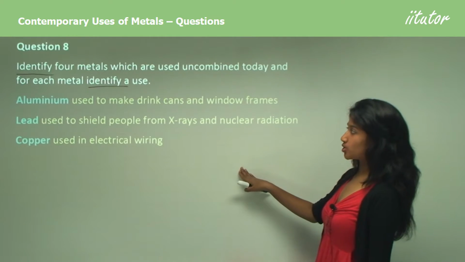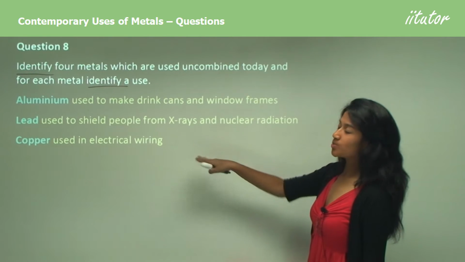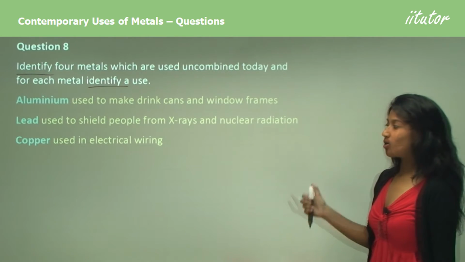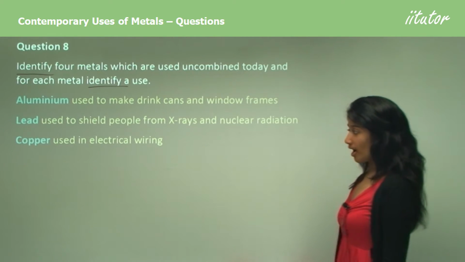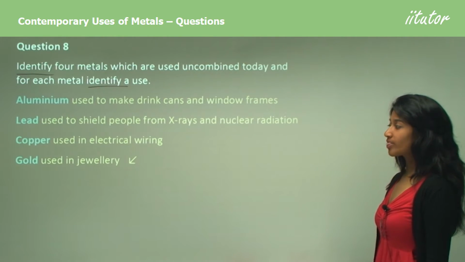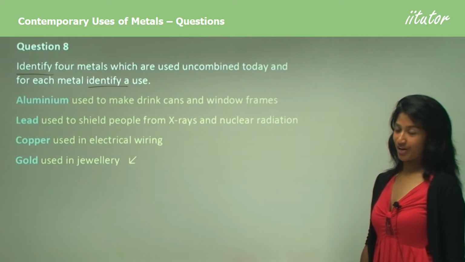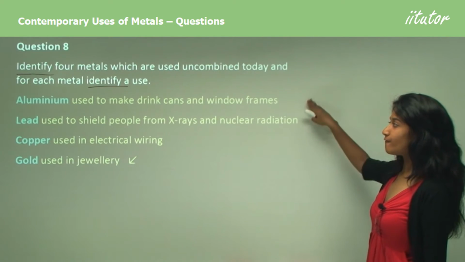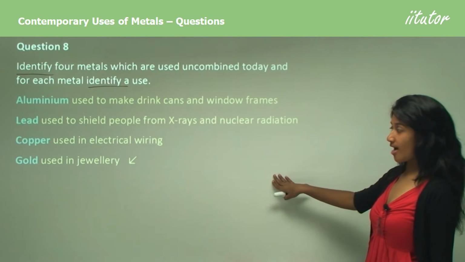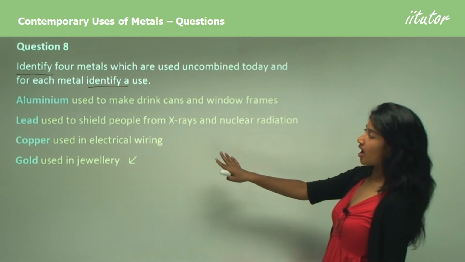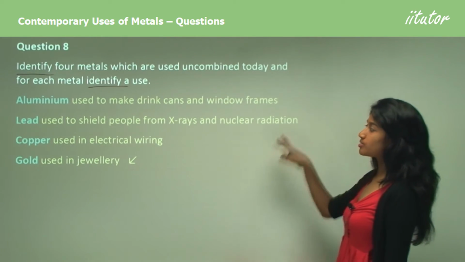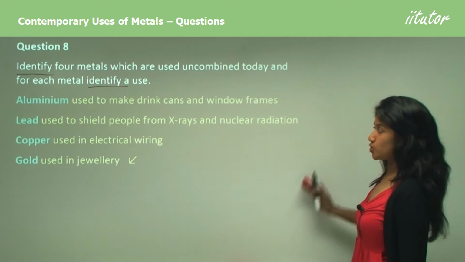Copper, used for electrical wiring. Now this we just learned about, how copper is a great electrical conductor. It is used for electrical wiring. And our fourth is gold, and it is used for jewelry. So these are the 4 metals that we have in our answer, and these are the uses. So you understand how you would identify the 4 metals and identify the 4 uses.